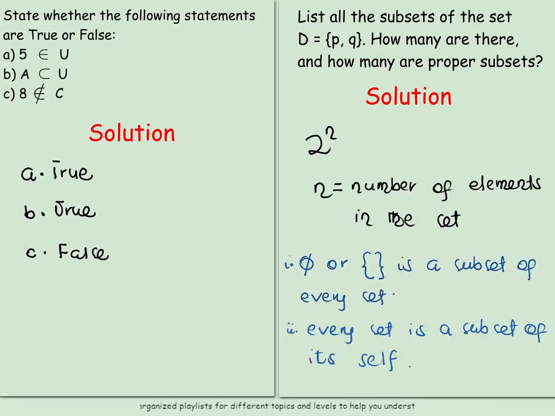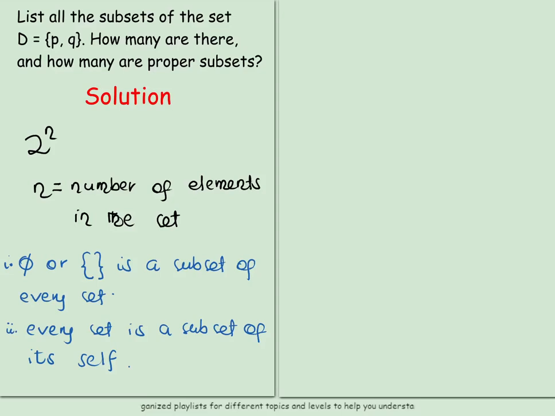With these ideas known, let's go on to list the subsets of the set we have here. As we have noted, let's first of all write the null set, and then secondly the set itself, which is P, Q, and then we now take the individual elements. So we have P and then Q as well.